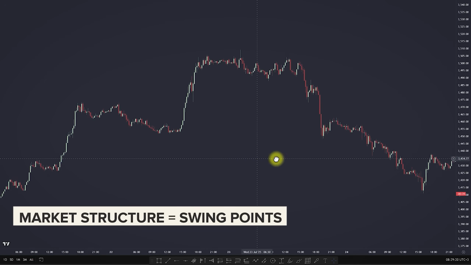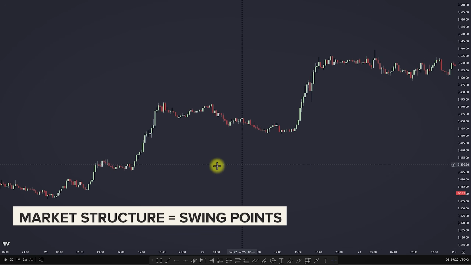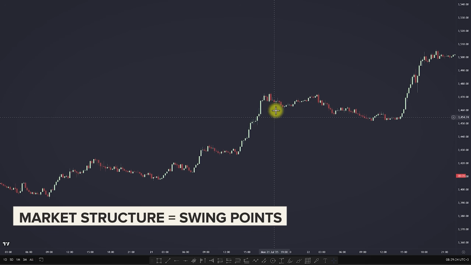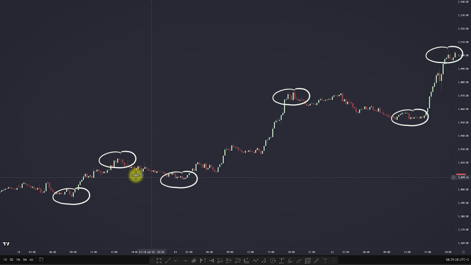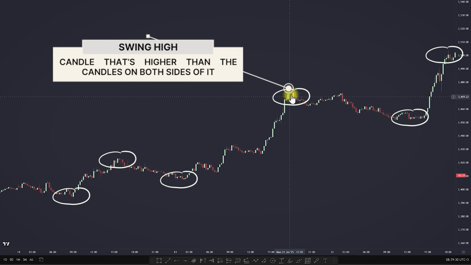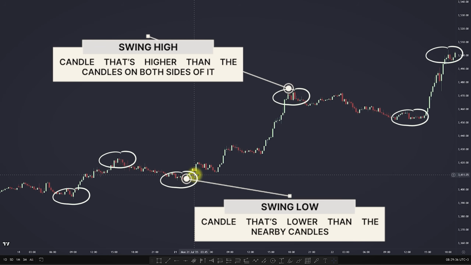This is called market structure, and it's built on one simple thing: swing points. These are the obvious highs and lows price makes as it moves. A swing high is a candle that's higher than the candles on both sides of it. A swing low is lower than the nearby candles.